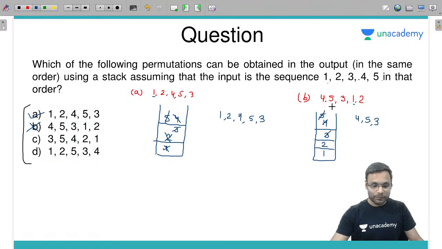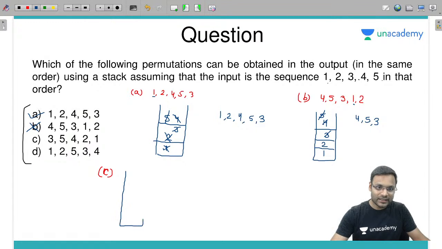Good, good, good. So many people have given the answer also. That's amazing. Let's verify if your answer is correct or not. Option C. Quickly we will see option C. Option C देखेंगे जल्दी से what it says. 3, 5, 4, 2 and 1. Can we obtain that? First of all we need 3. Okay, fine. Let's see if we can get 3. So 1, 2 and 3 inserted. 3 popped. Yes, matching.